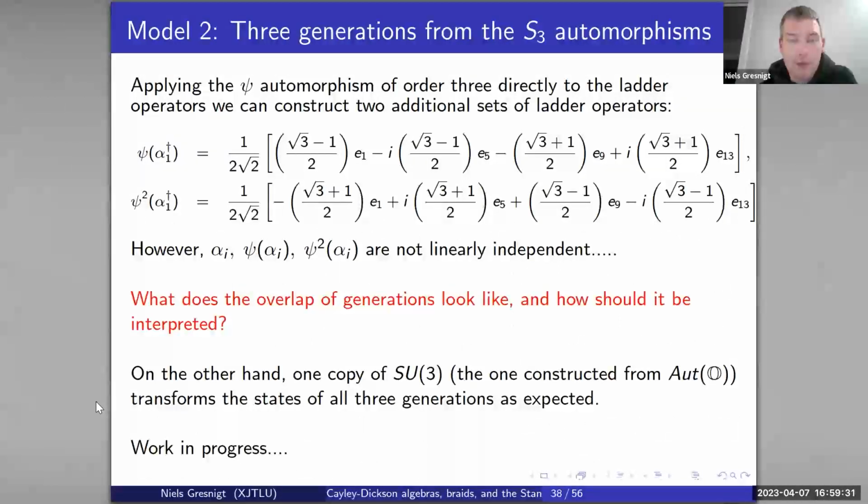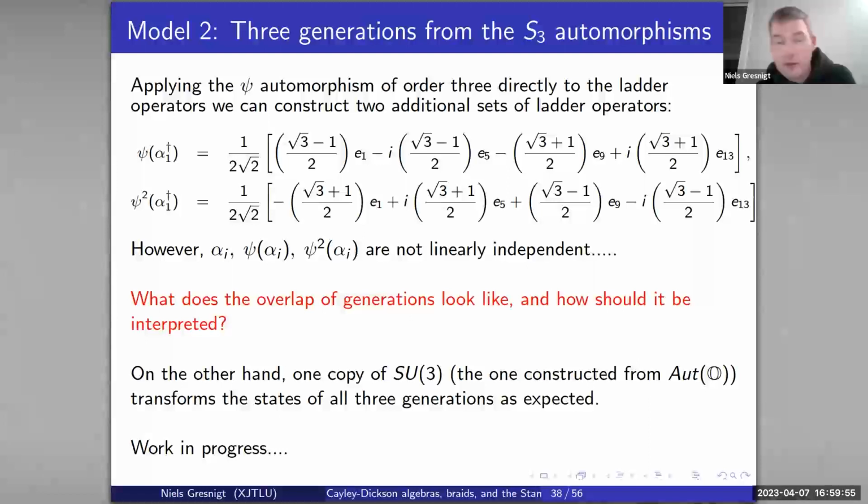So here's an example where I've done that for one of the ladder operators. However, again, you would find then that the ladder operators are not all linearly independent. So inevitably, it seems that you're going to have some overlap of the generations. But perhaps this could be a way of incorporating the neutrino oscillations or quark mixing. But I haven't looked into that yet.